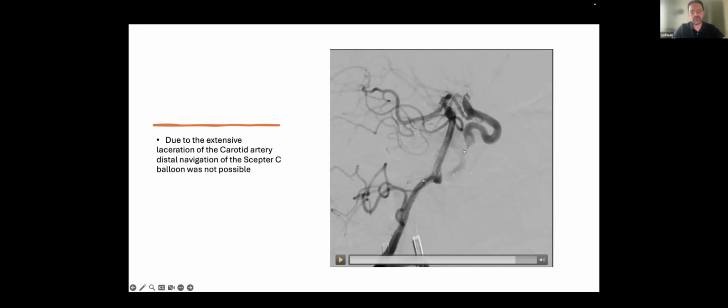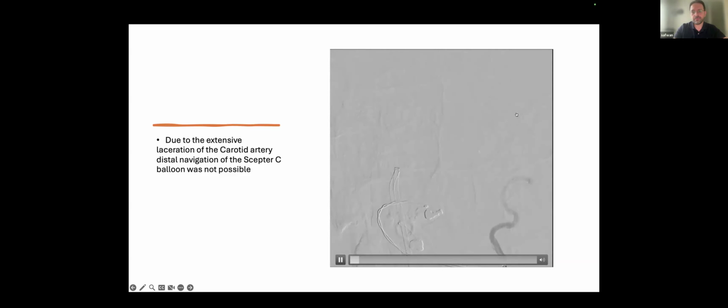We were not able to go distal to the fistula point. It was a laceration of the carotid artery, and the tear in this lesion was apparently so big in the lateral segment that the wire always went inside the sinus. So we decided to go through the vertebral artery, through the basilar and through the PCOM.